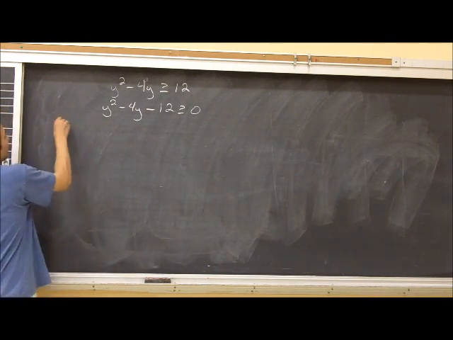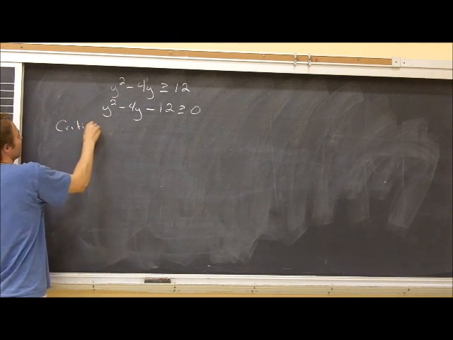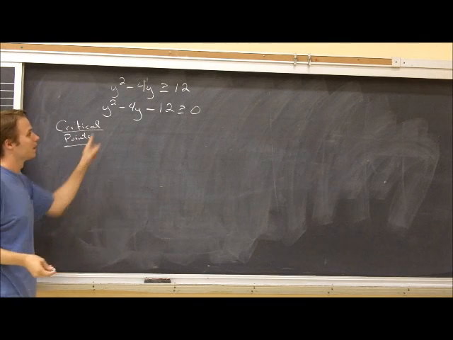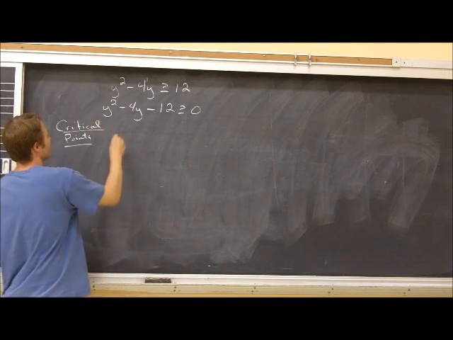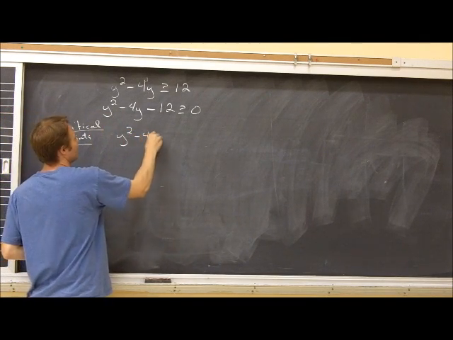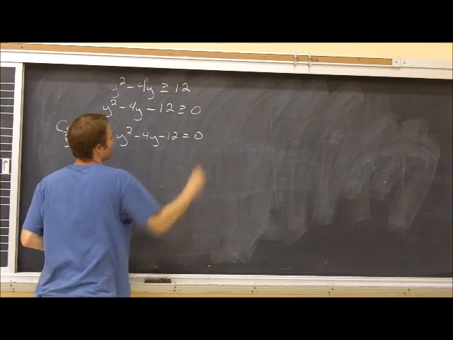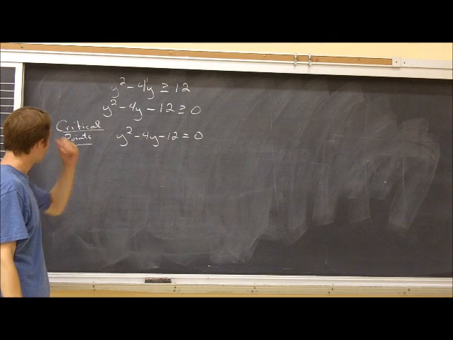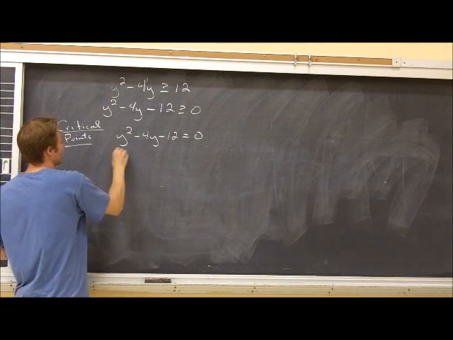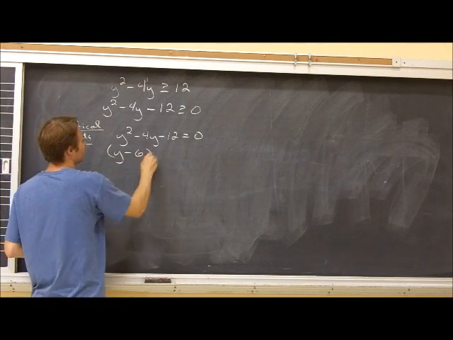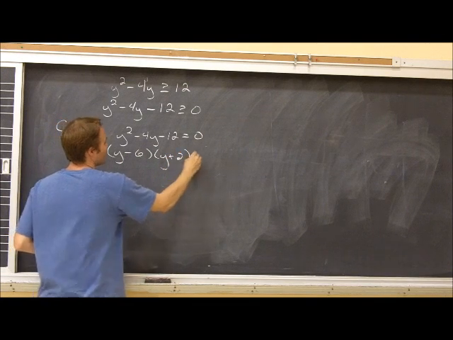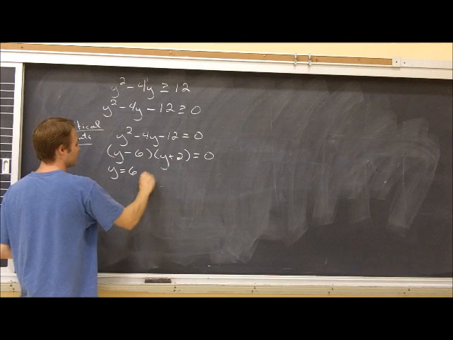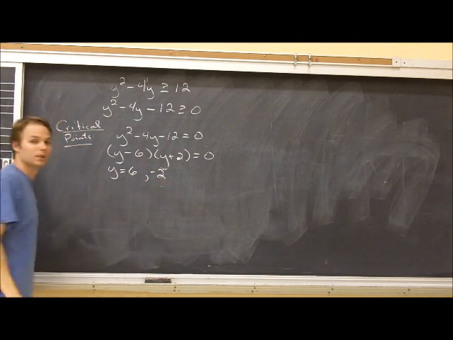So the first thing is I want to find my critical points. Remember, these are all the points where this expression is equal to 0. So I'll actually set this expression equal to 0 because we know that all the intervals that we need to test will come from these critical points. So this one factors pretty nicely. This factors into y minus 6 and y plus 2. So my two critical points are going to be y equals 6 and y equals -2.